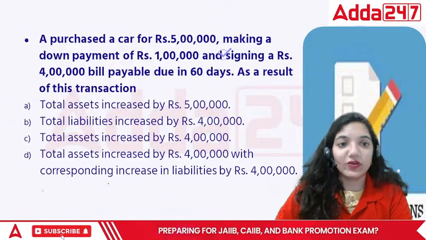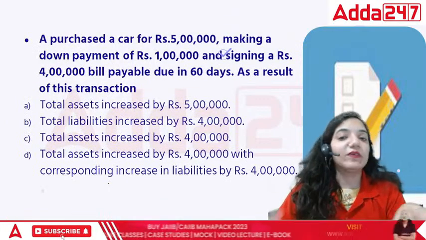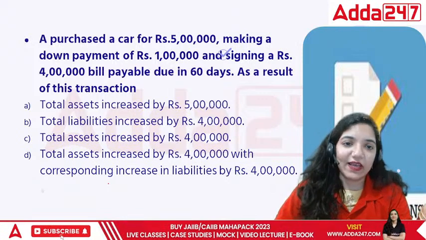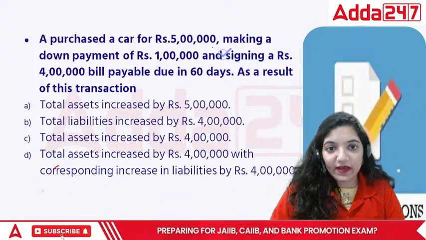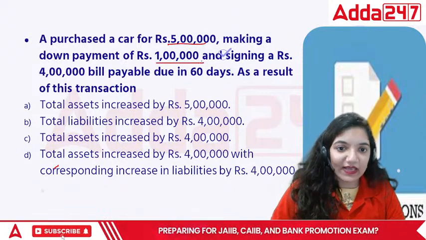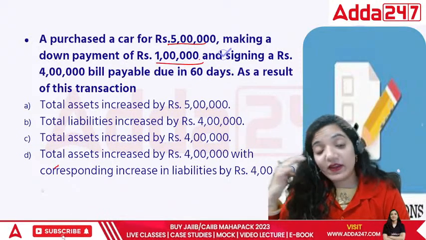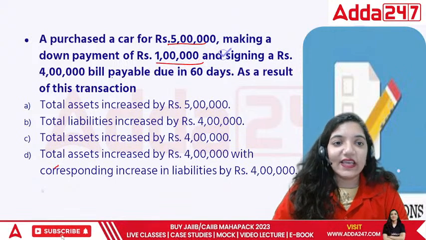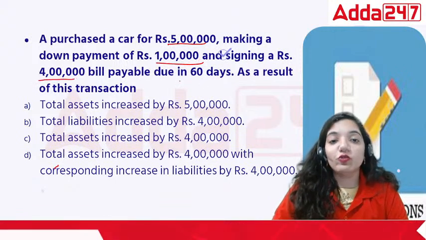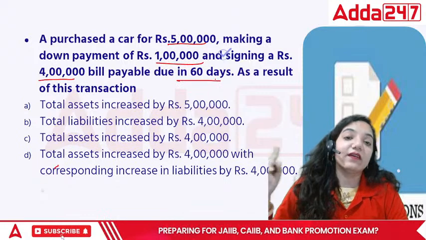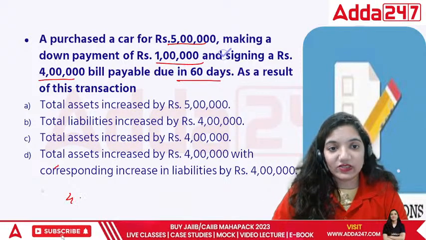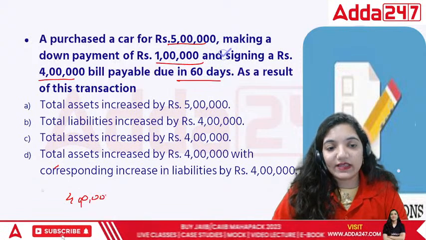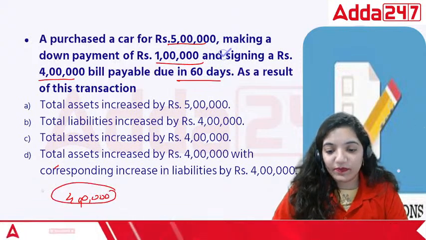Now comes the next question. We purchased a car for rupees 5 lakh, making a down payment of 1 lakh. Okay, I got a particular car of rupees 5 lakh and I have paid rupees 1 lakh right away, right? So if I've paid 1 lakh right away, the remaining 4 lakh, bills payable, is due in 60 days. That means 4 lakh is still pending.